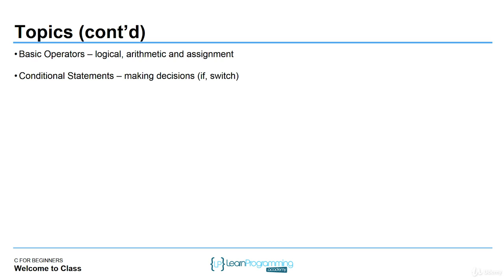Making decisions in your code, a very important programming concept. We'll touch on this. These are called conditional statements. These are keywords like if and switch. We'll provide examples and go through the various constructs of this.